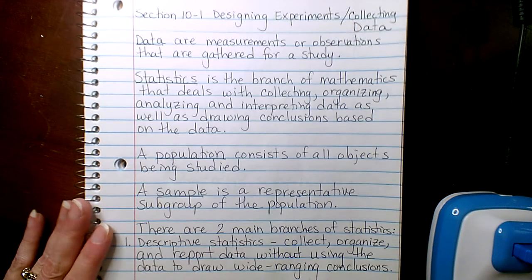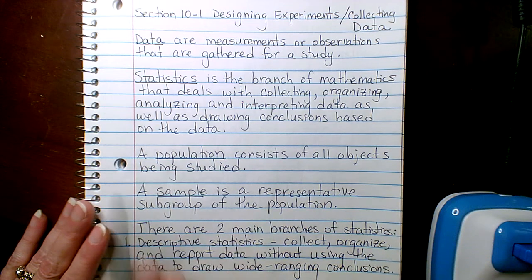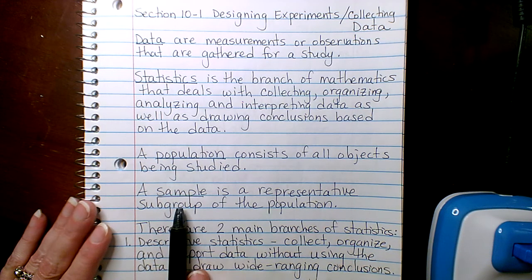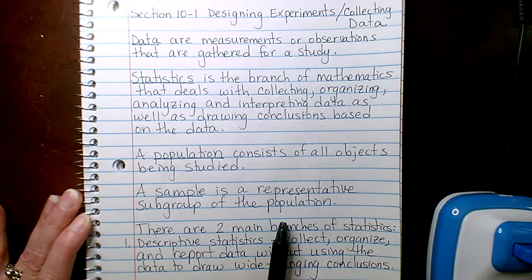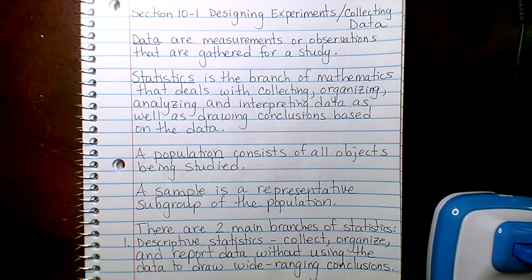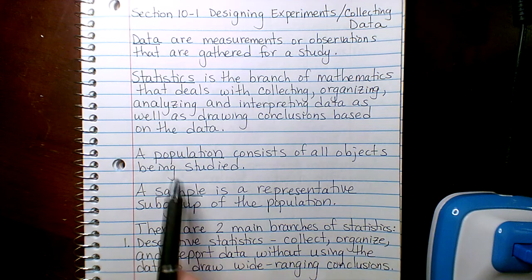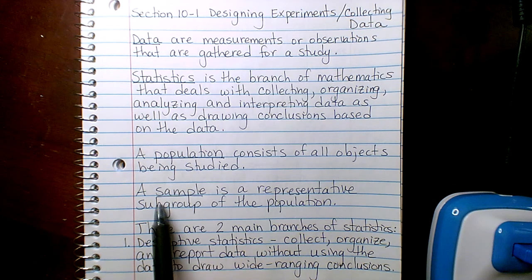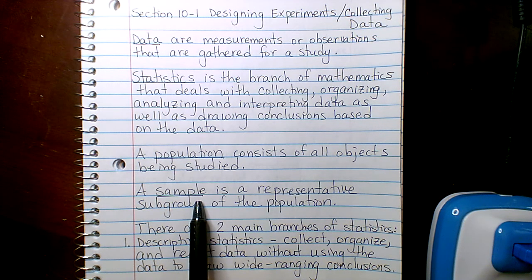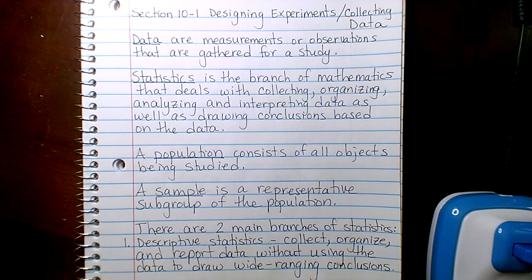So let's get some terminology down here. A population consists of all the objects being studied. A sample is just a representative subgroup of that population. So if the population is, say, all of Prairie State College students, you could take a sample of the population by picking out students here and there and using them as a sample. You want it to be a representative sample. You wouldn't take a sample of just a math class, right? That wouldn't be a very good representative sample. You would want to use some kind of random sample where you randomly pick a whole bunch of different students.